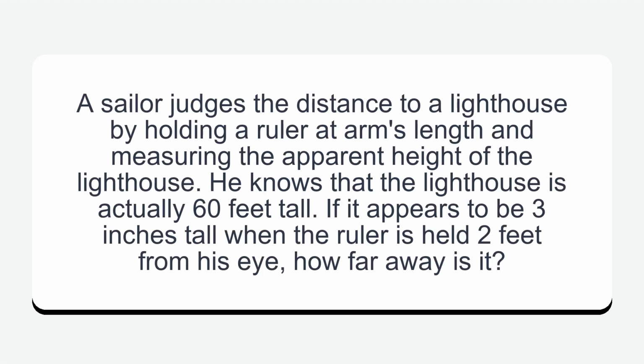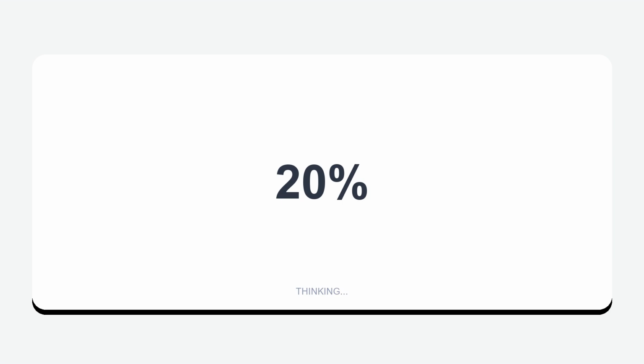A sailor judges the distance to a lighthouse by holding a ruler at arm's length and measuring the apparent height of the lighthouse. He knows that the lighthouse is actually 60 feet tall. If it appears to be 3 inches tall when the ruler is held 2 feet from his eye, how far away is it?